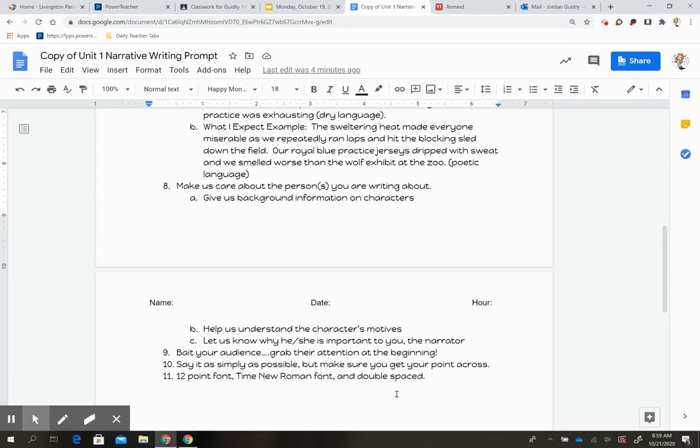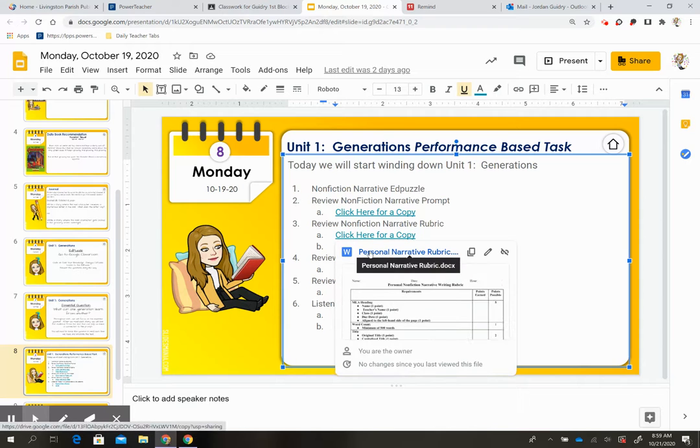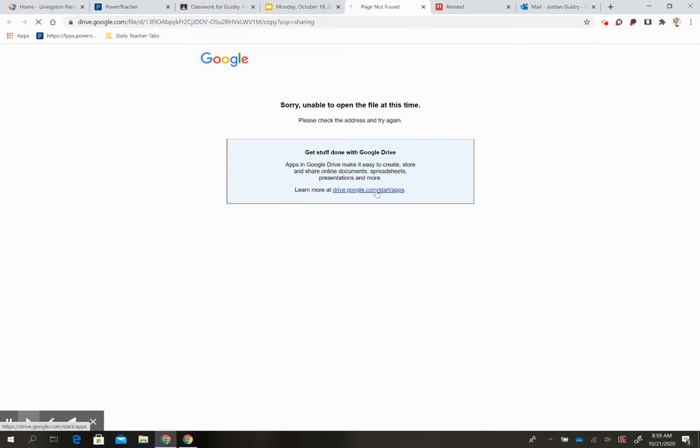And you have 12-point font, Times New Roman font, and double spaced. So this was all from Monday. If you go back to Monday's slide, you then have click here for a copy of your narrative rubric. So again, if I hold my cursor over it, I click on personal narrative rubric. Oh, I don't know why that one's not working.